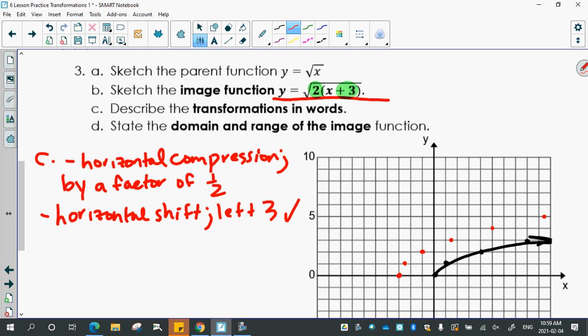And then draw in your curve. Okay? And then you want to see do your words match. Is there a horizontal shift left 3? Horizontal compression by a factor of a half is harder to see, but basically what it means is you're taking the original and you're smushing it. So if you smush it in, it ends up buckling up, right? And then you can check. Are my overs half what they were originally? Yes. So I'm good. Okay? And then we want to do the domain and range of our image.